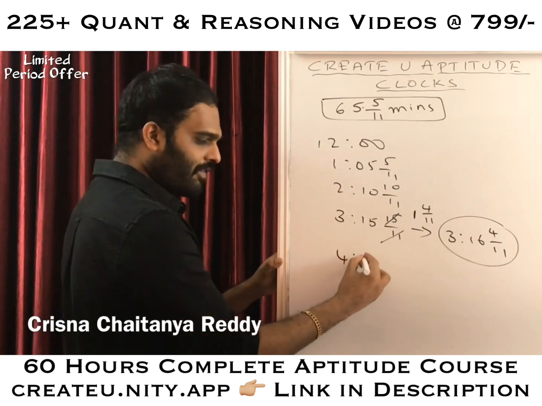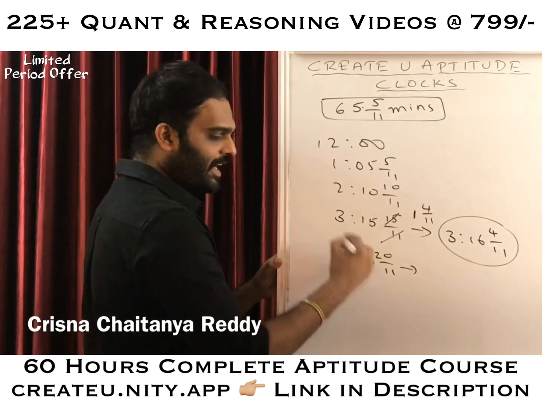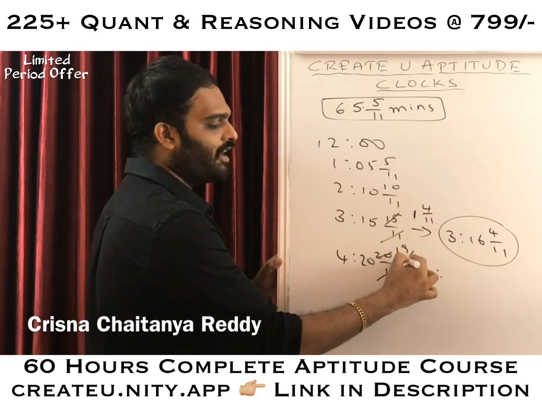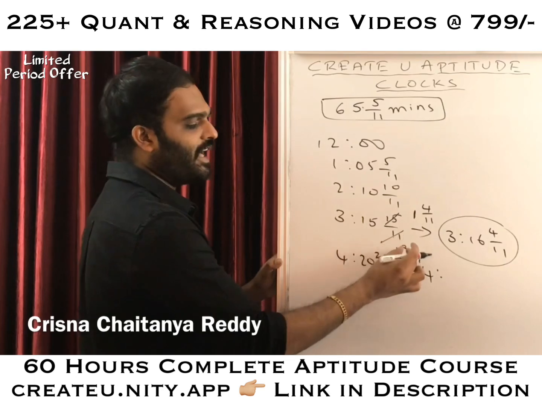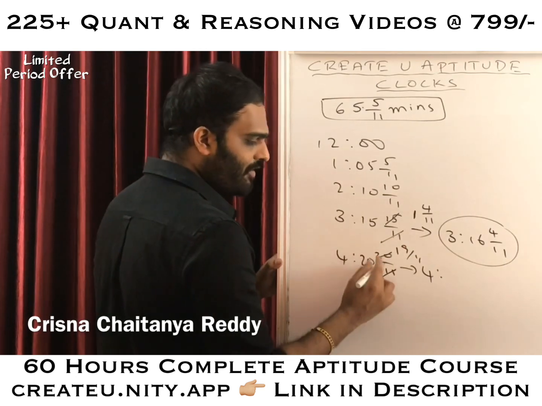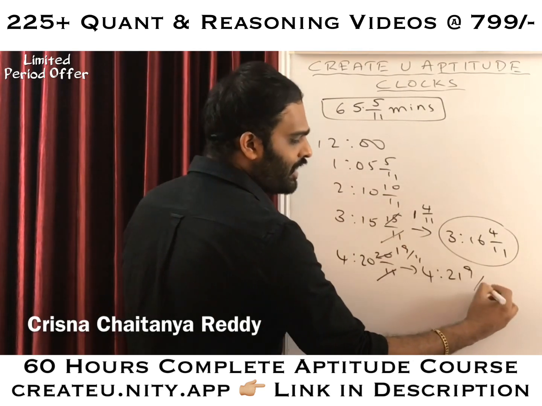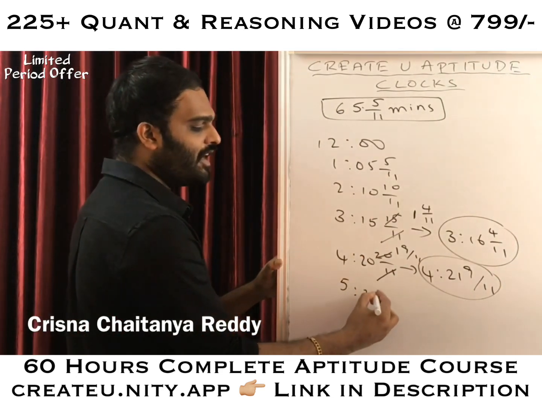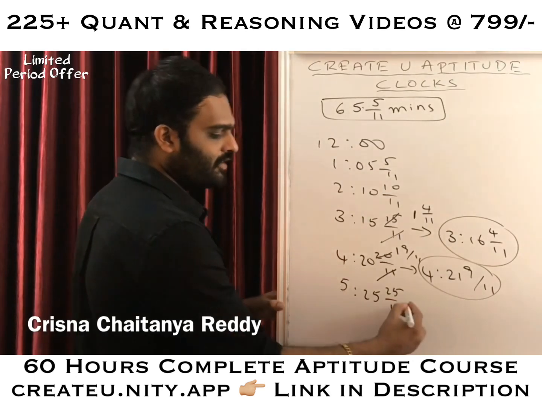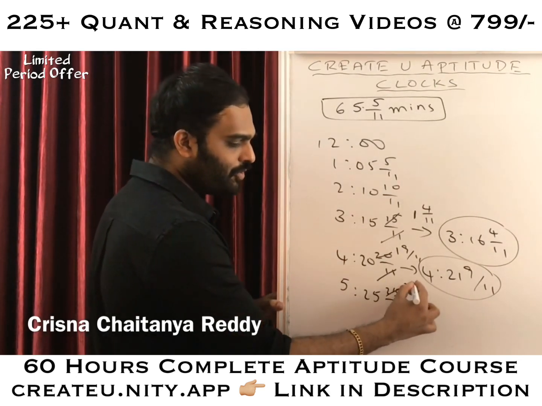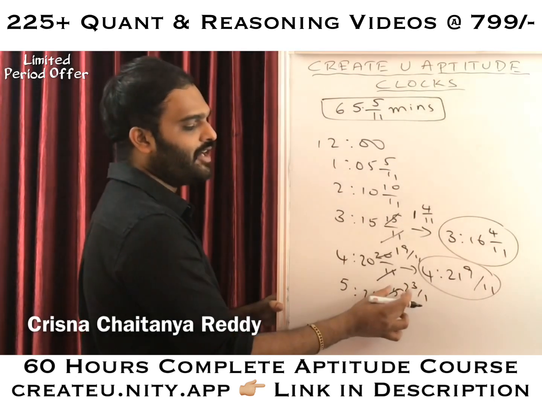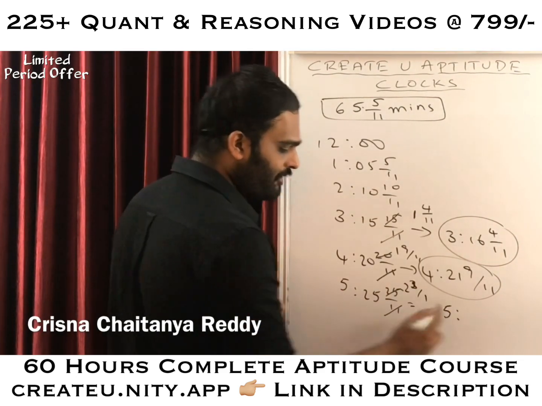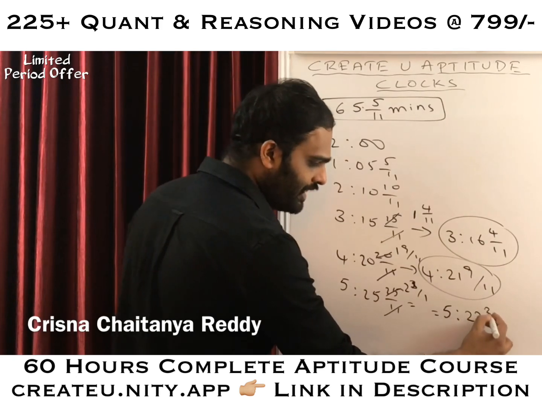And if it is 4:20, 20/11, but correct it and say this one should be 1 9/11 because 11 ones are 11 and 9 remainder by 11. So 4:20 plus 1, 4:21, 9/11. Your answer will be 4:21, 9/11. Then comes 5:25, 25/11. It is 5:25 and this will be 2, 3/11 because 11 twos are 22 and you have 3 remainder by 11. So it will be 5:25 plus 2, 5:27, 3/11.